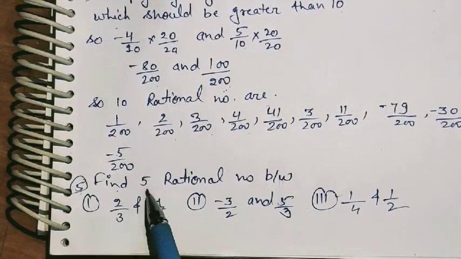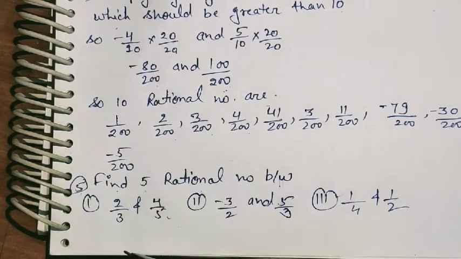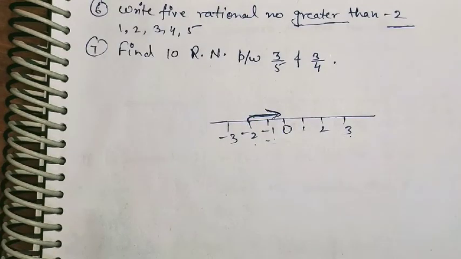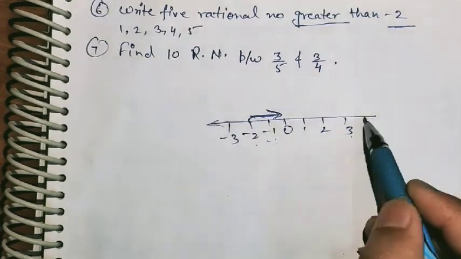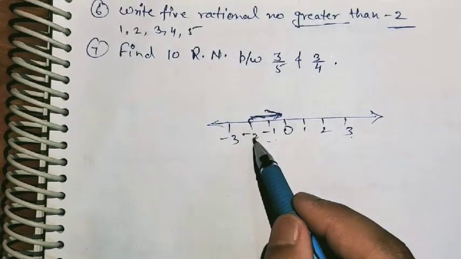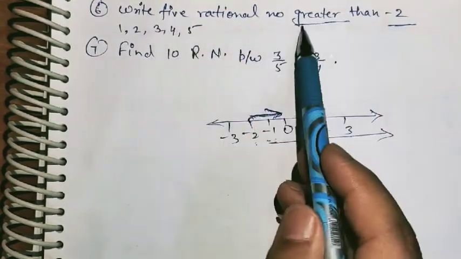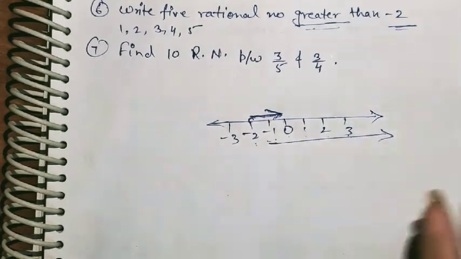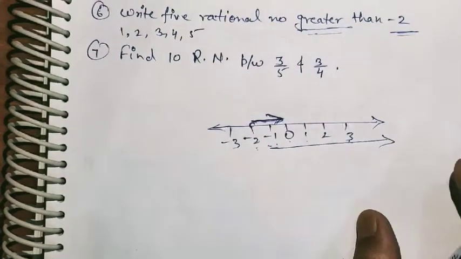Fifth part, find 5 rational numbers between. It is similar to question number 4, so you can solve it on yourself. Next question is, write 5 rational numbers greater than minus 2. The numbers which are to the right side of minus 2 on the number line will all be greater than minus 2. Suppose this is a number line, the numbers to the right side of minus 2 will be greater than minus 2. So you can write any number: minus 1, 0, 1, 2, 3, 4, 5. We have to write only 5, so we will include only 5 rational numbers.